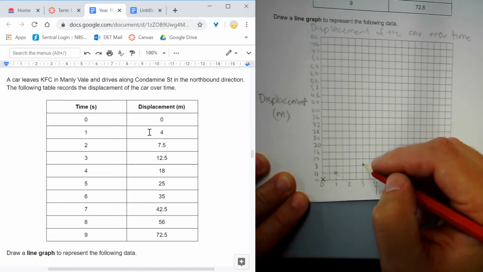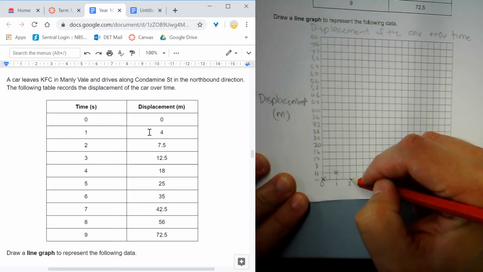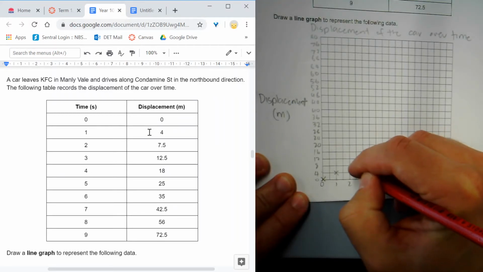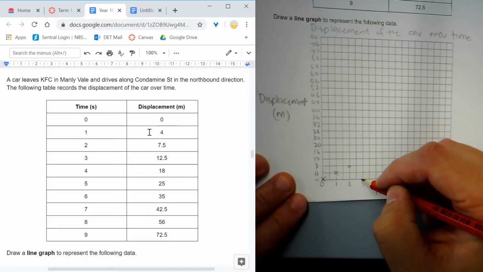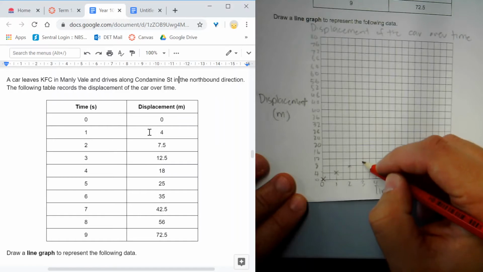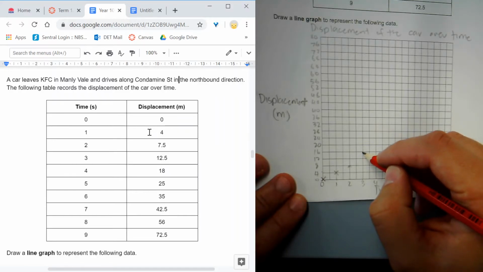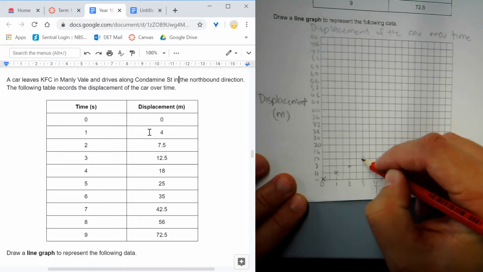I'm going to repeat that for the rest of these. So 2, 7.5 is probably somewhere up here. Halfway between 4 and 8 is 6. That would be 7. 7.5 is right near the top of that box, but it's not on 8. At 3 seconds, it's 12.5. So if I go across to 3 seconds, 12, now between 12 and 16 would be 14, which means 13's there. 12.5 is probably about there.